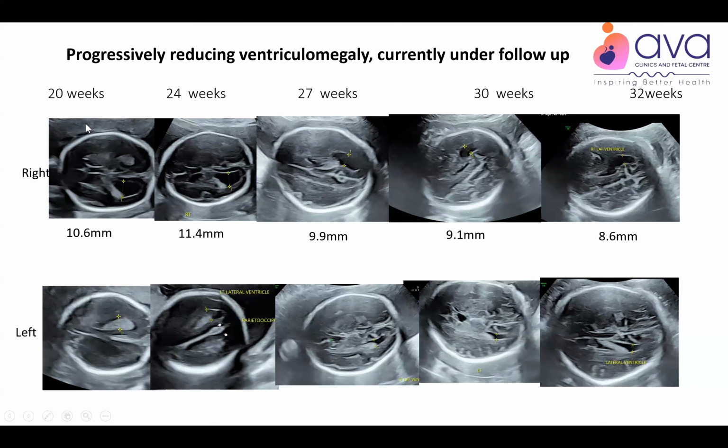And initially, the unilateral ventriculomegaly increased from 10.6 to 11.4 mm. And then gradually in the third trimester, it reduced to 8.6 mm. And the rest of the sulcation and neurosonogram was normal. The left ventricle was normal to start with.